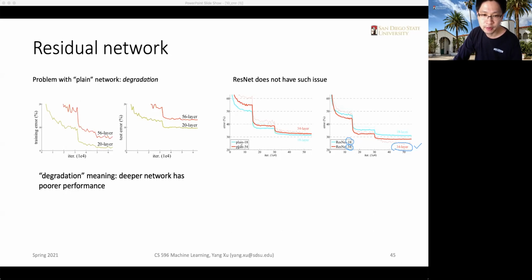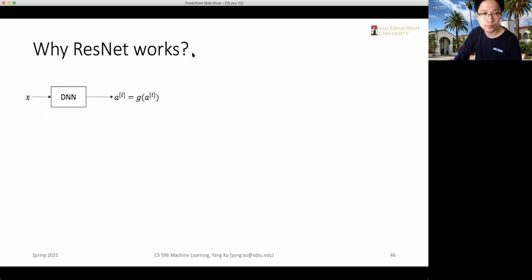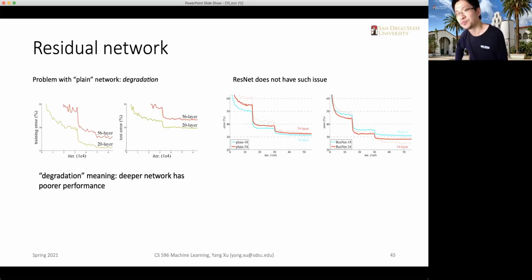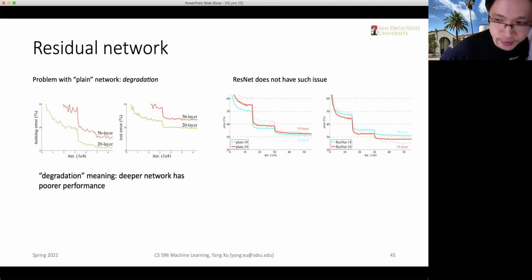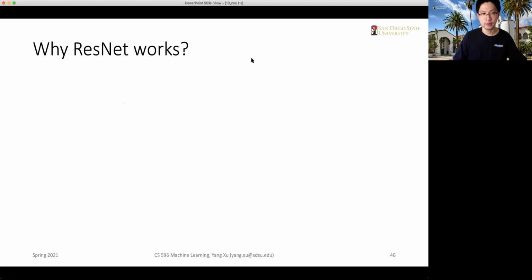And in comparison, if it's just a plain network that doesn't have the residual connections, then the degradation issue is still there. The deeper network is worse than the shallower network. Okay, so this technique actually solves a big problem when it first came out, and people were very excited about this residual connection technique.